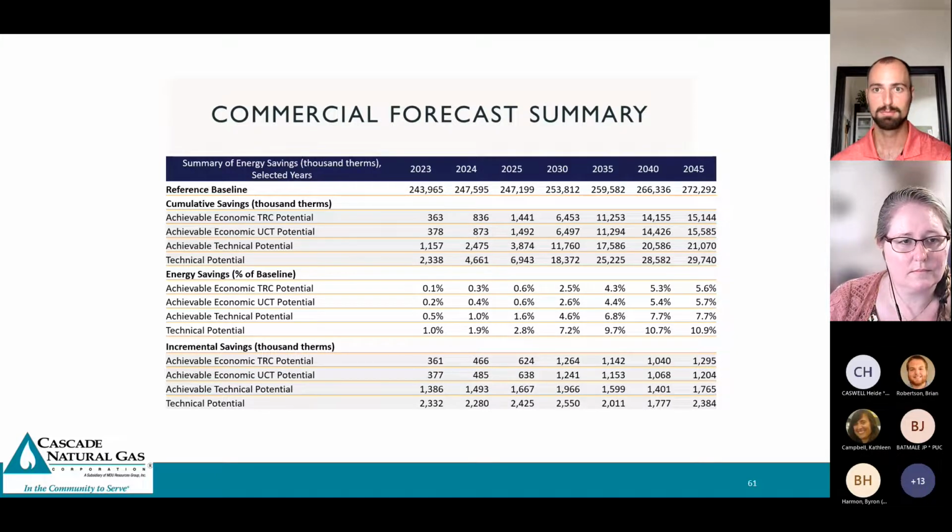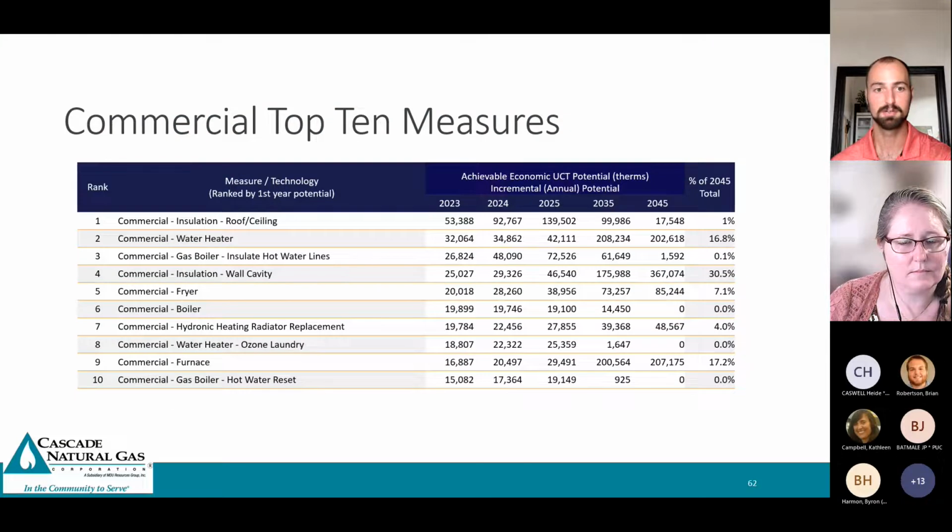We'll go on to the next slide here, please, Brian, and we'll showcase the top 10 measures. Once again, each of these charts that we're looking at are going to be for that scenario A, our 2023 IRP case. You'll notice the top 10 measures for this commercial area, about 77% of all the possible savings are represented by the top 10. It's almost 1 million therms, right around 930,000 therms in savings in the UCT area. Historically, the largest segment were boilers and insulation, while in our new scenario, there's water heaters, furnaces, and insulation in the long run at 2045.